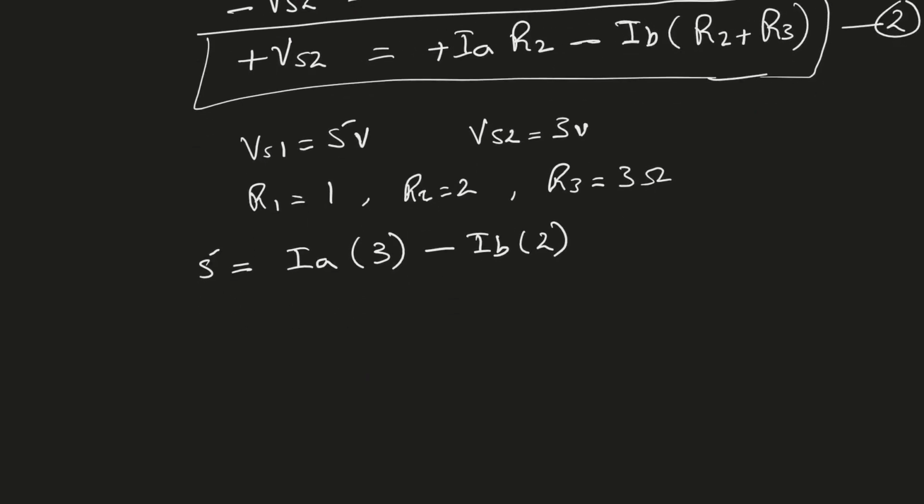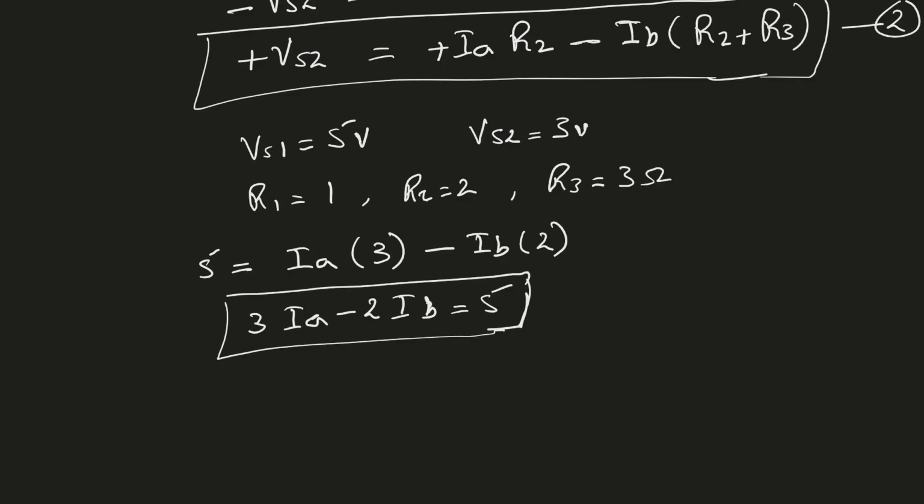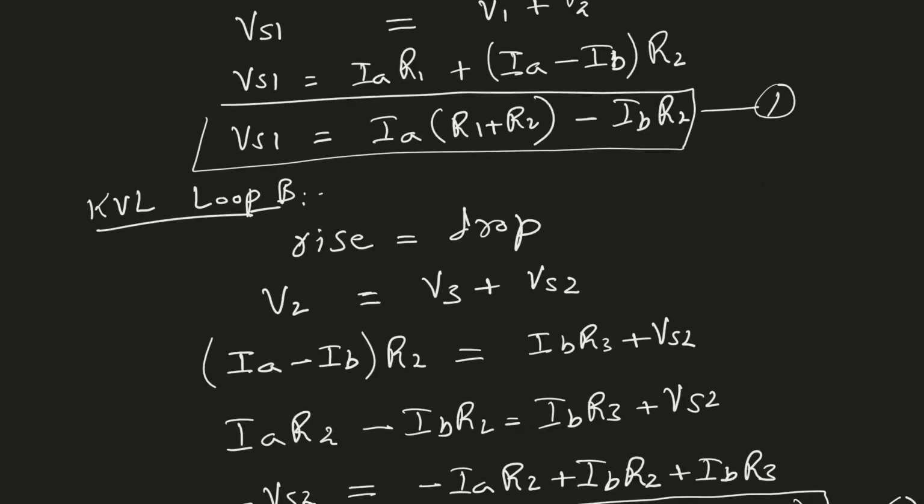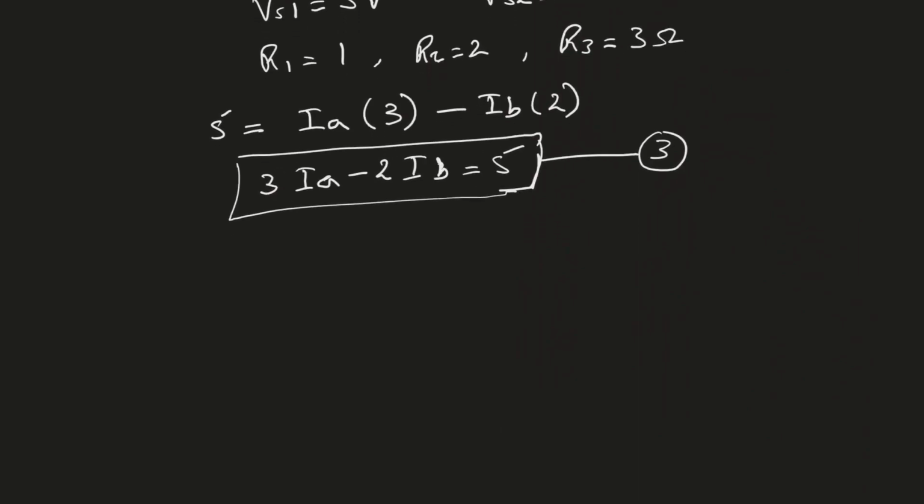So therefore, my equation is now very simple. I have 3IA minus 2IB equals 5. So I get this equation now, and let me just call it equation 3. So I got this equation from equation number 1. R1 is 1, R2 is 2, so 1 plus 2 is 3, and R2 is 2, and VS1 is 5. So that gives me the first equation.